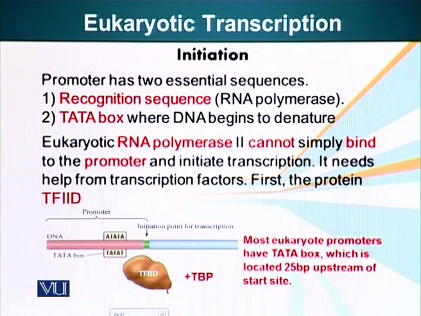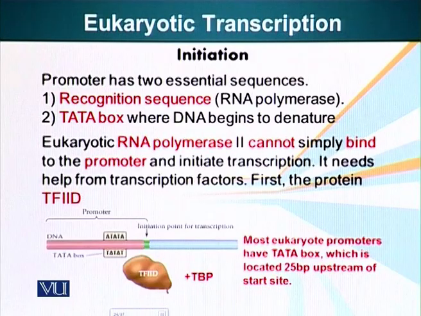As I mentioned, eukaryotic polymerase cannot bind the promoter and initiate transcription. It needs help from transcription factors. One of the first transcription factors that arrives at the location is TFIID, transcription factor 2D.